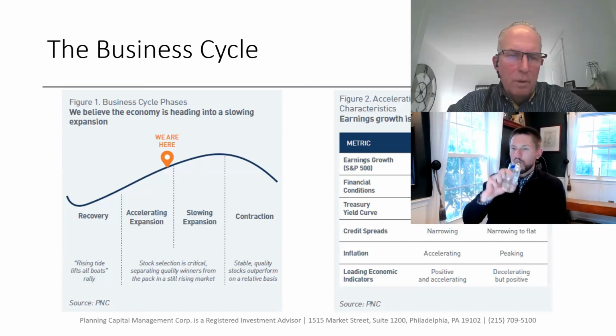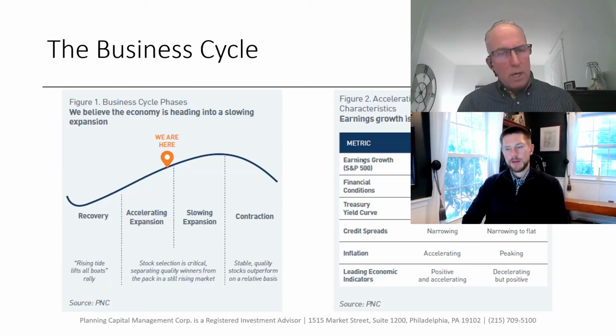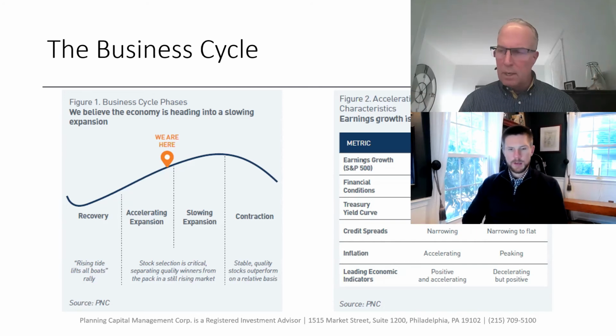We're right here, right at the end of the accelerating expansion level, and moving into this slower expanding level. When you start slowing down the expansion of the business cycle, with where interest rates are right now and where the economy is, this business cycle is going to be condensed. This used to be a few years in the recovery and acceleration and then slowing expansion, and then the contraction would come. That would be anywhere from 2-3 months to maybe 6-7 months. In the financial crisis, I think it was as long as 9 months, I believe.